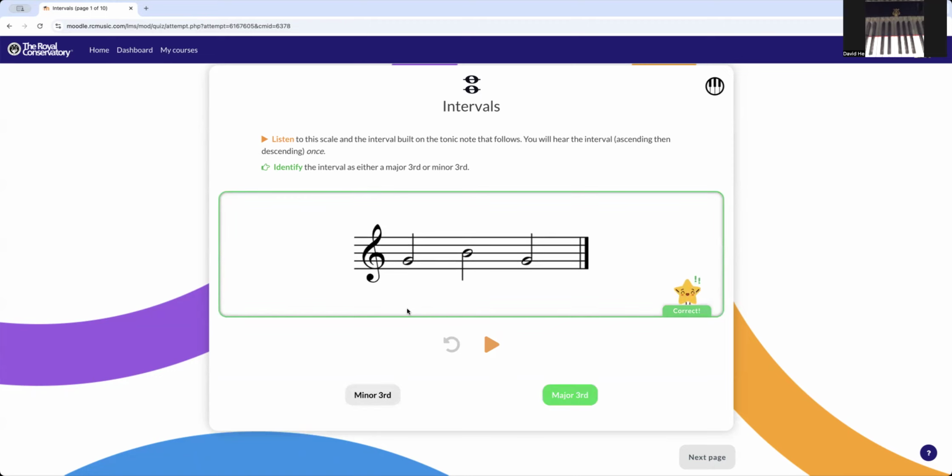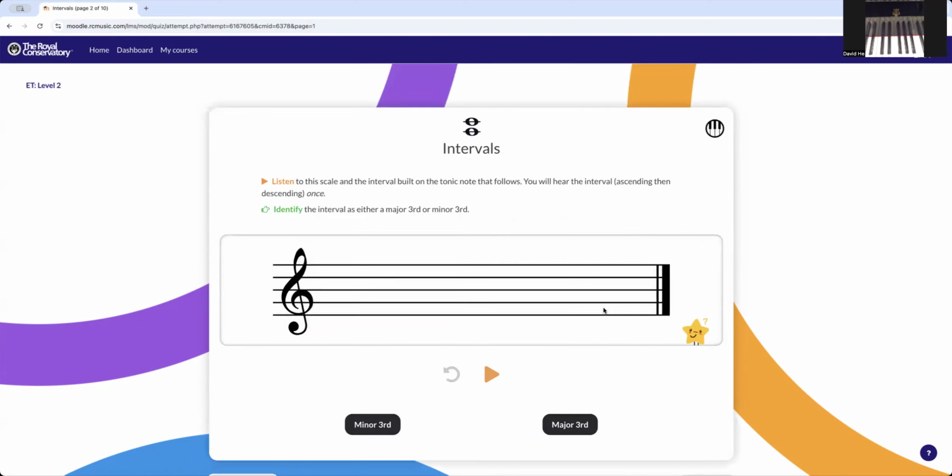And that's the answer. Start from G. So the first scale is based on G, and that's the tonic. Very good. Let's keep going. Still the same thing, identify this one as either a major third or minor third. Let's try this one.